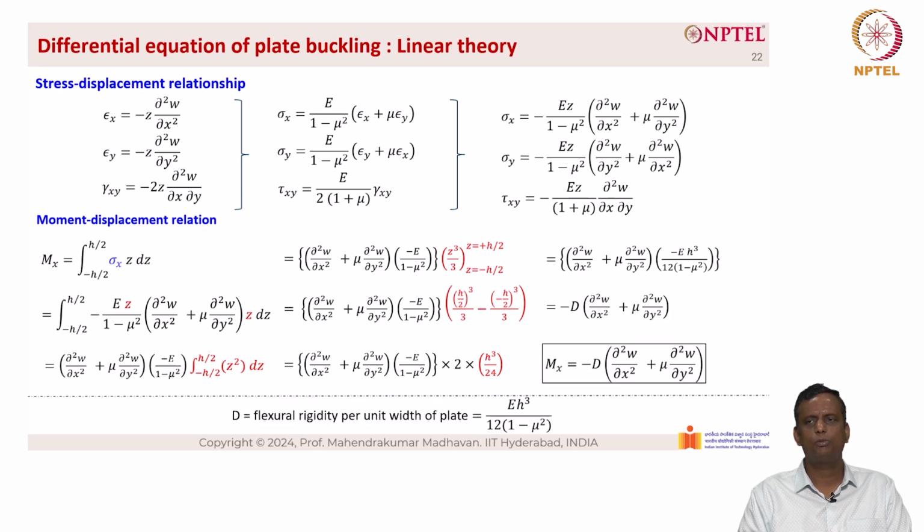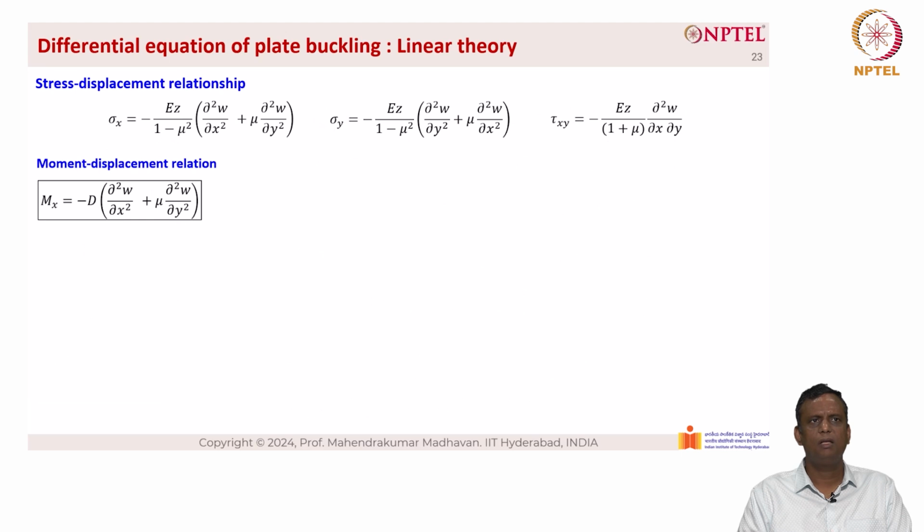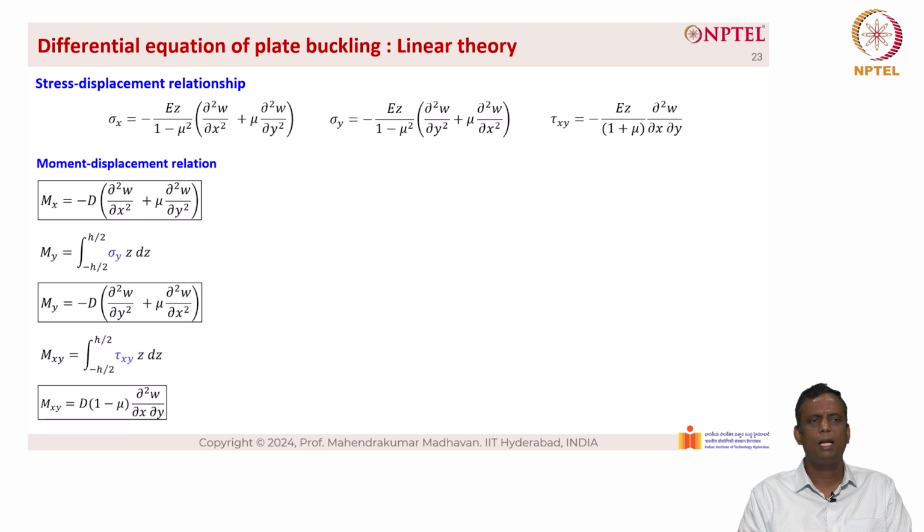This Eh cube by 12 into 1 minus mu square can be defined as the flexural rigidity of the plate, as you can see at the bottom. So this equation now becomes Mx equal to minus D into dou square w by dou x square plus mu into dou square w by dou y square. Similarly, the moment displacement relationship for My equal to integral from minus h by 2 to h by 2 of sigma y into z into dz, resulting in My equal to minus D into dou square w by dou y square plus mu into dou square w by dou x square, and Mxy equal to integral from minus h by 2 to h by 2 of tau xy into z into dz, which gives rise to the value Mxy equal to D into 1 minus mu into dou square w by dou x dou y.